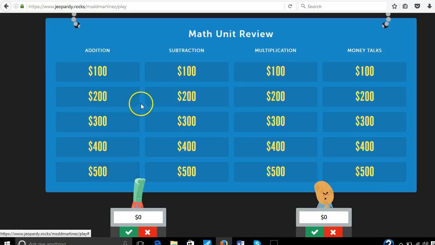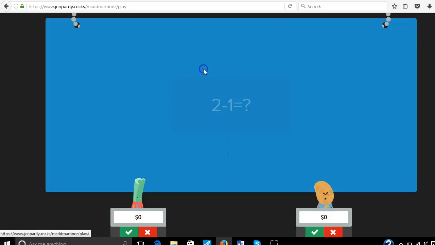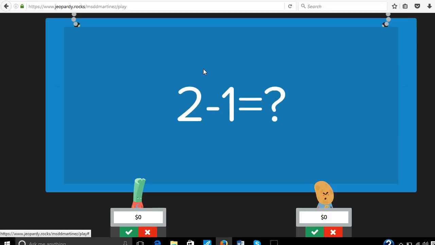So when a group has their turn, they're going to tell me whether they want an addition, subtraction, multiplication, or money talks subject. So say your group wants to do a subtraction, then you're going to tell me what amount of money you would like to win for your team. So say you wanted to start at the 100, you're going to click on the 100 subtraction, and then a question is going to pop up like this. So this question is 2 minus 1 equals question mark. The group whose turn it is, they're going to give me an answer as to what they think the answer of this question is.